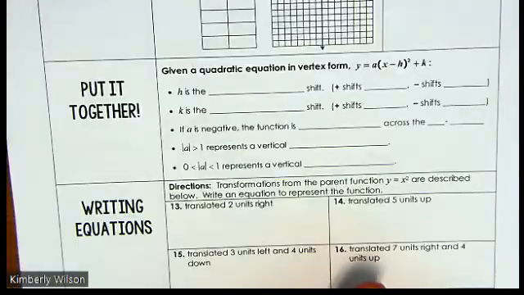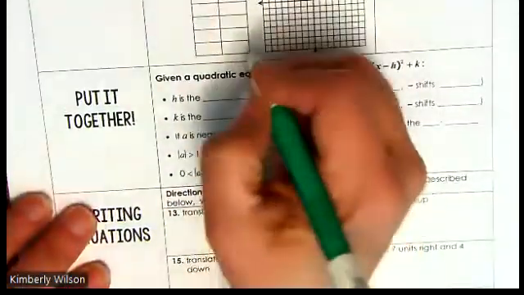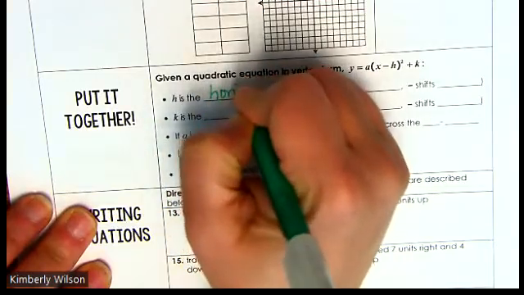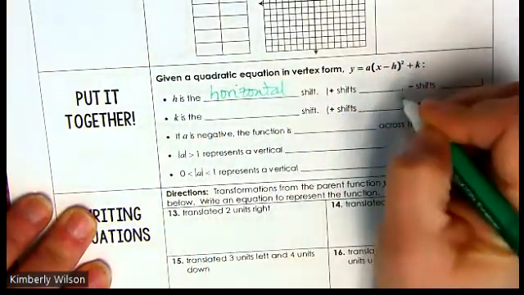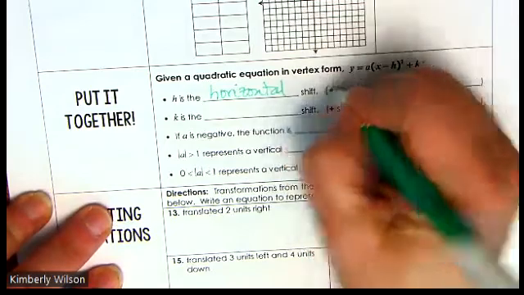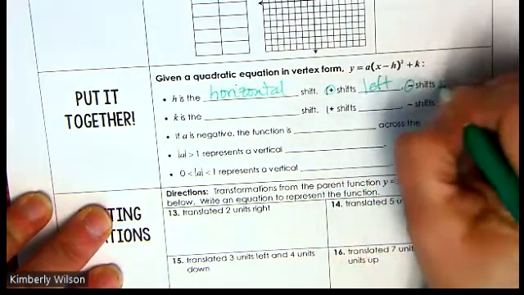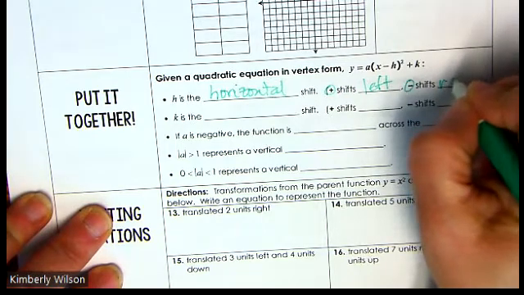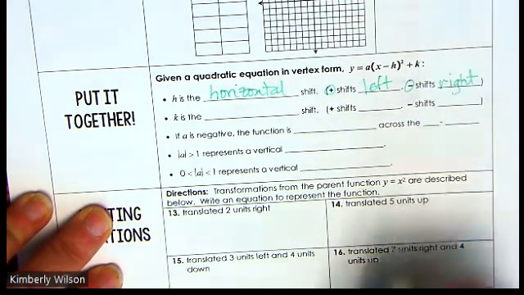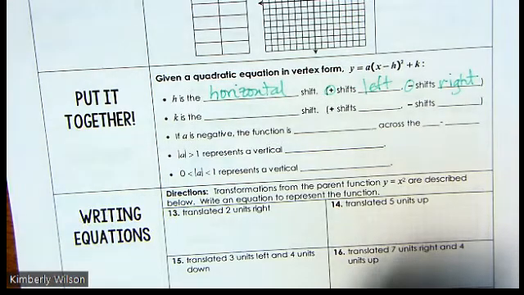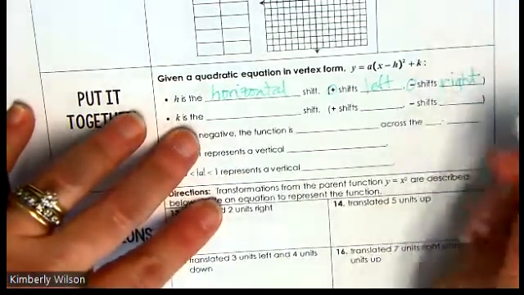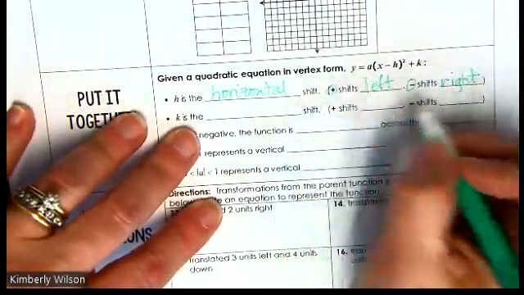Okay, this is where we're going to put it all together and talk about how you can pull it from the equation exactly. H is the horizontal shift. So that means if it's a positive shift, it's going to be to the left. If it's a negative, it's to the right. H is the horizontal shift.